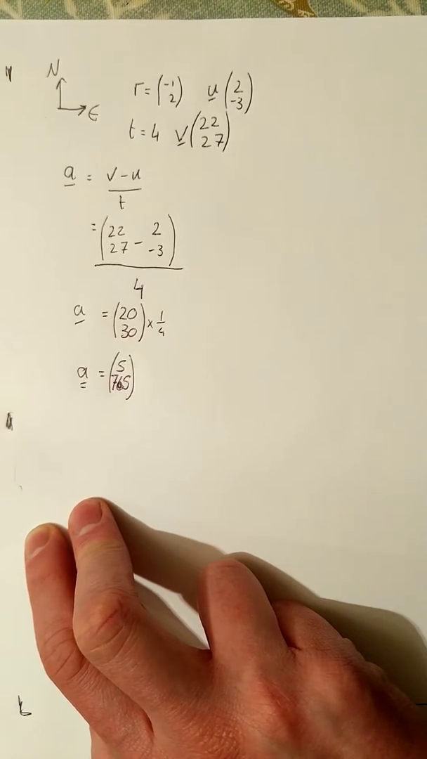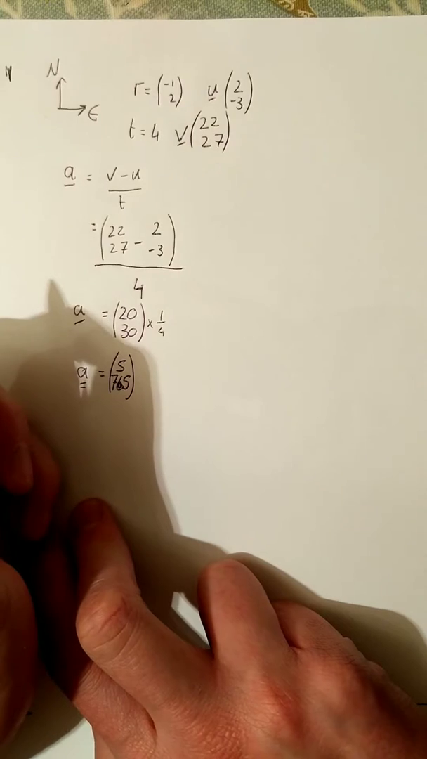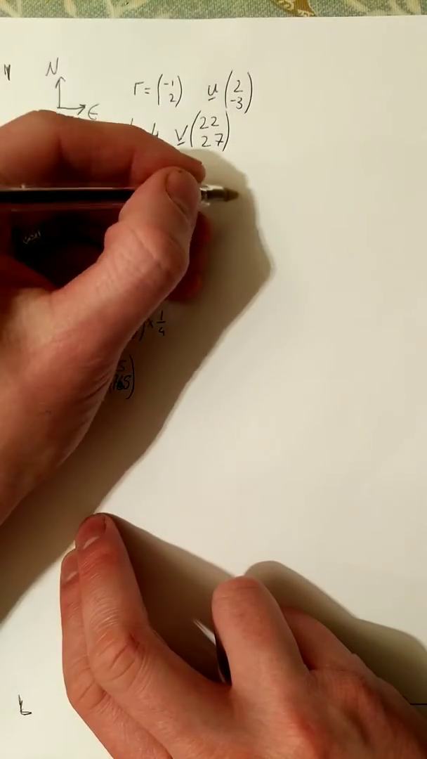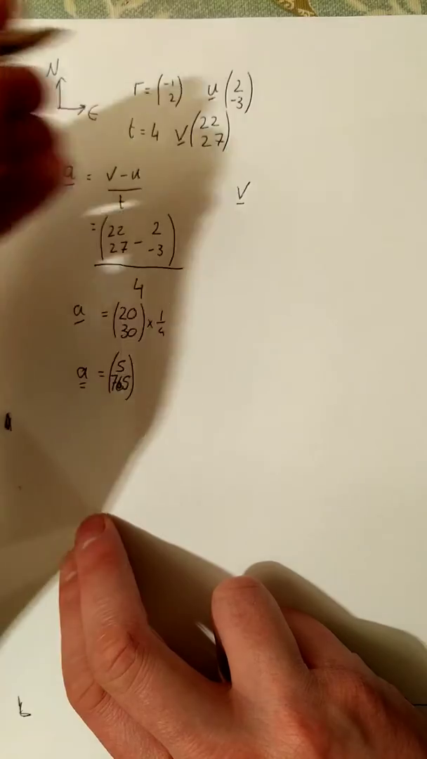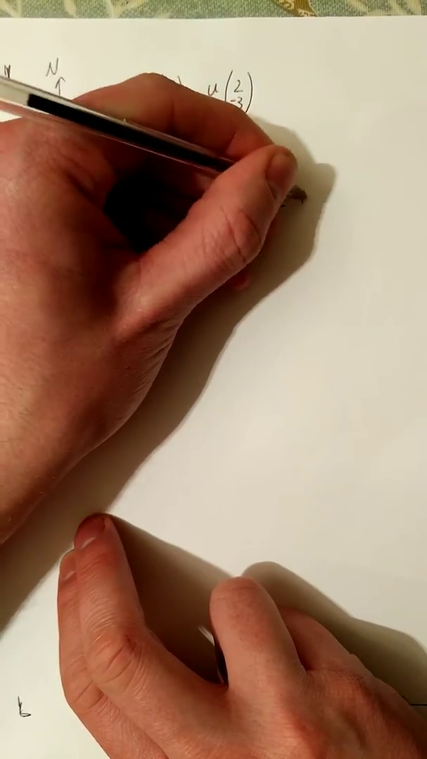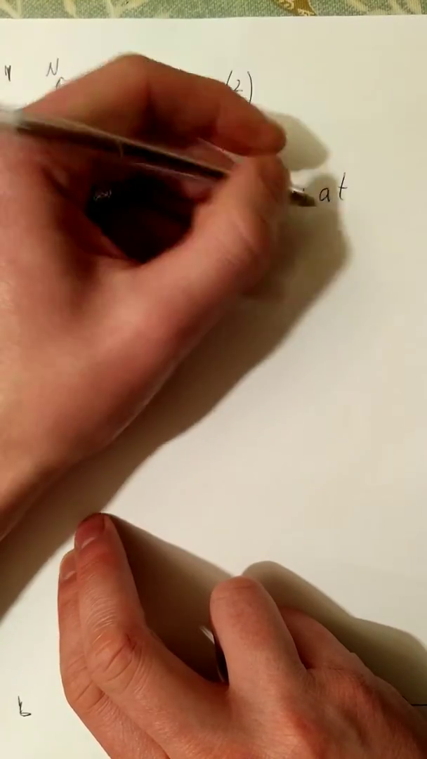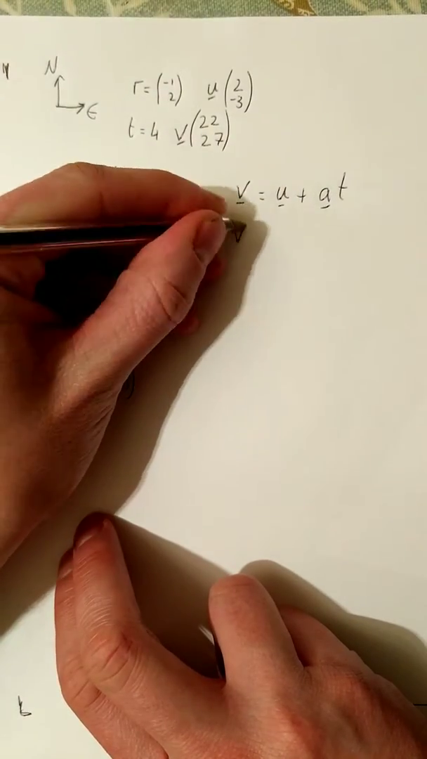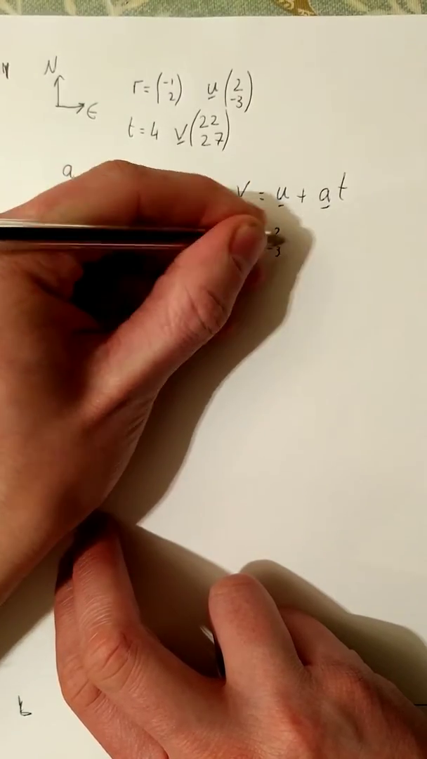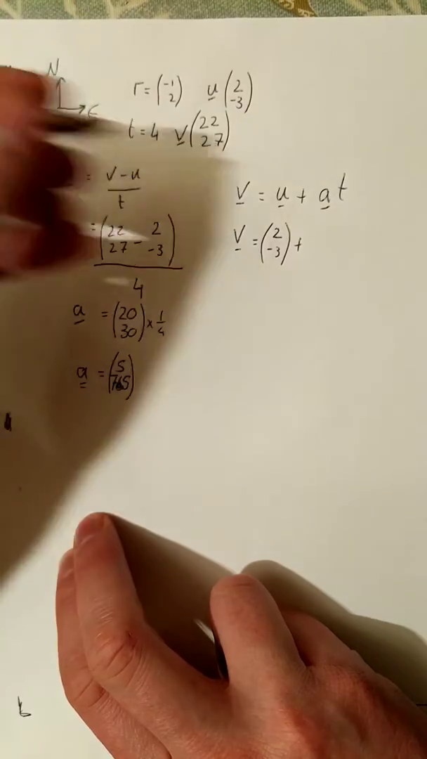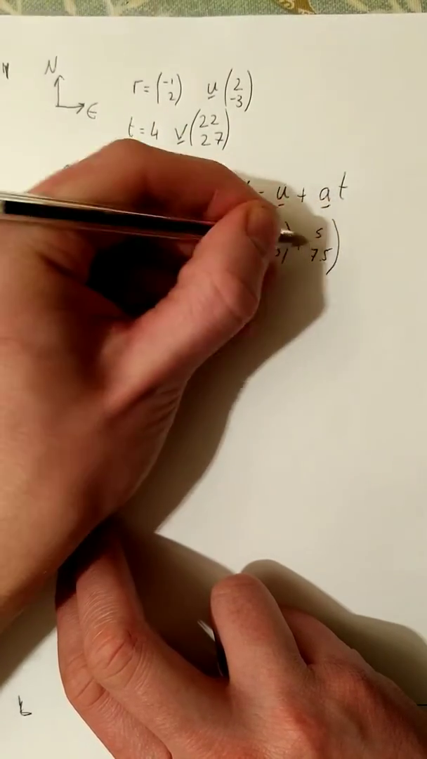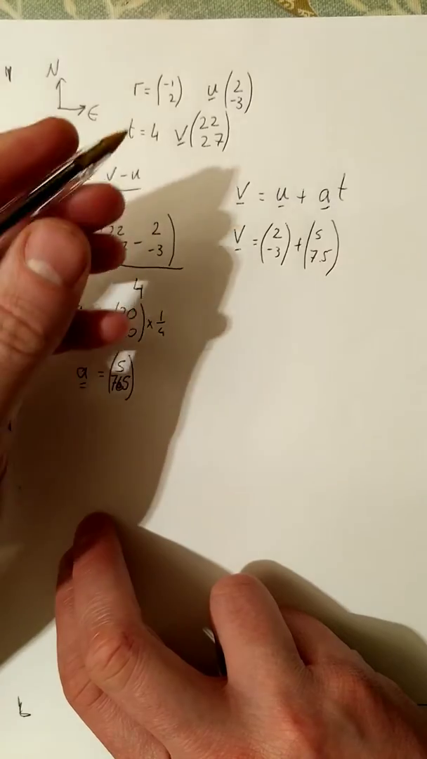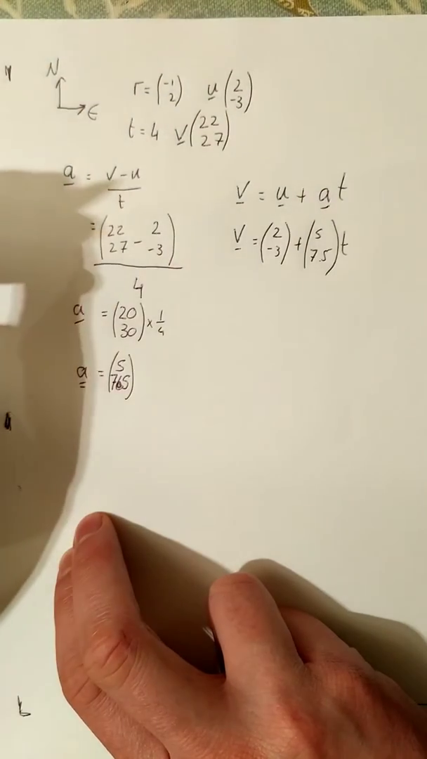So then the next part of the question is asking, find the velocity of the particle at time t and use it to find the time at which the particle is moving northeast. So this time we're looking for the velocity. v is what we're looking for, which means that we can use the SUVAT equation, u plus a t. And again, a is just what we've just worked out. So we've already got the initial velocity of (2, -3), plus the acceleration, which we've already worked out, (5, 7.5), and the time, which is, well, it's saying at any time, isn't it, for the question. So we're just going to leave that as a t.